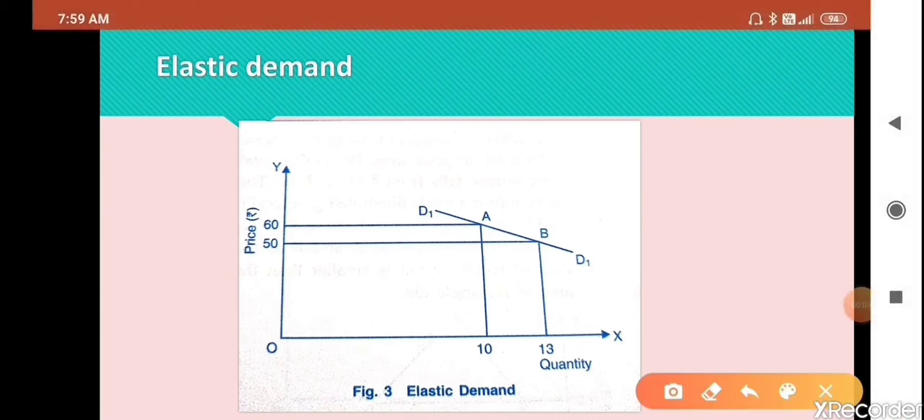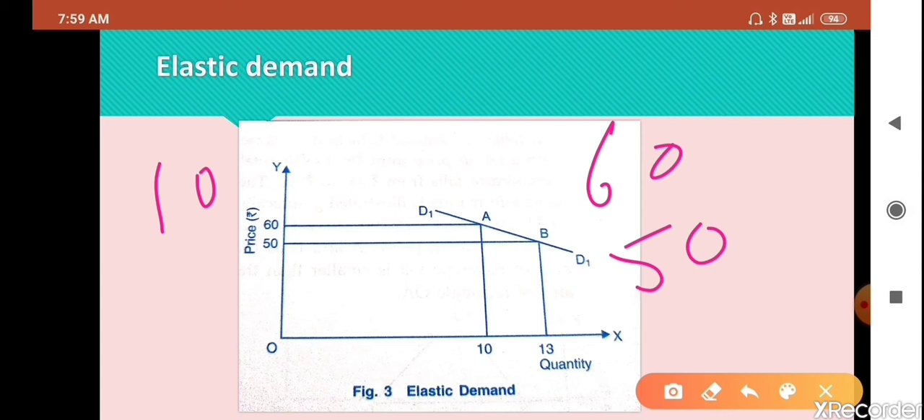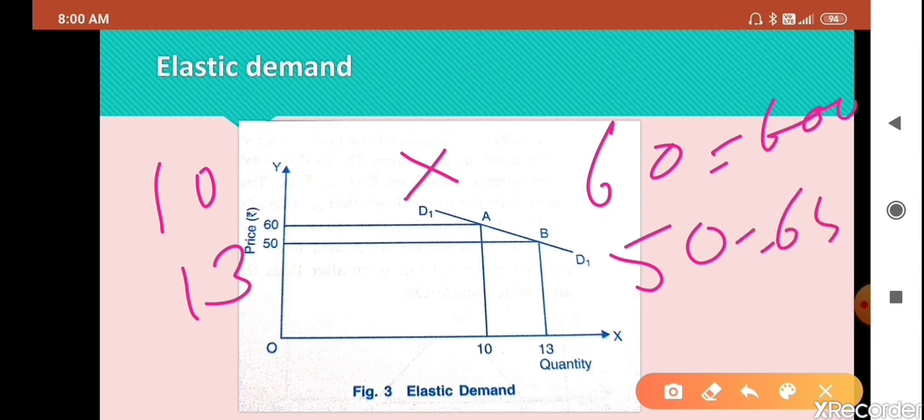So let us understand with this example. We have taken in this example the initial price as rupees 60, and the new price is 50, and the initial quantity demanded is 10 according to the graph, and after the change it is 13. So if we are discussing this method, we have to see total expenditure. So 60 into 10 will be 600, and 13 into 50 will be 650.